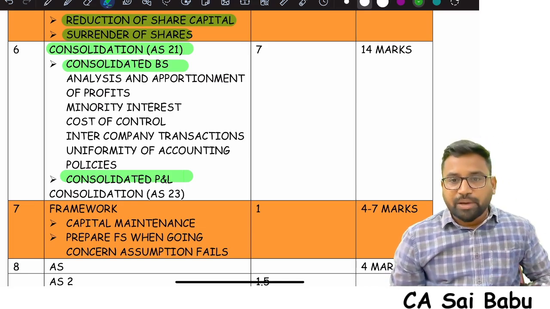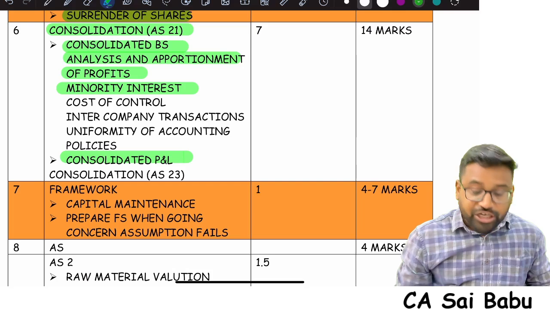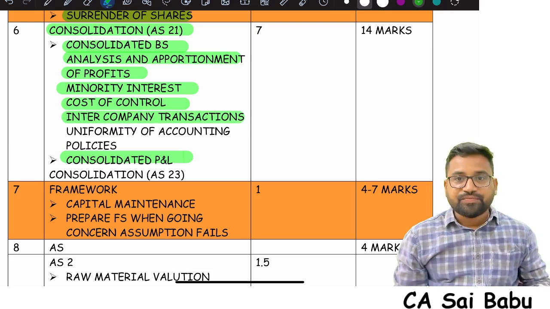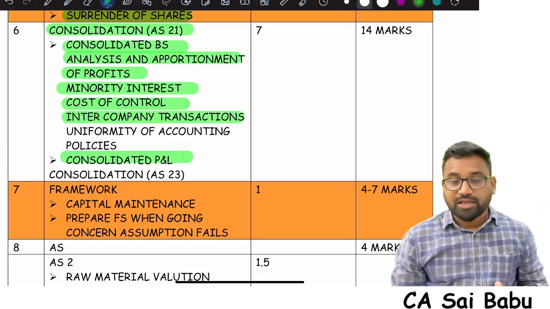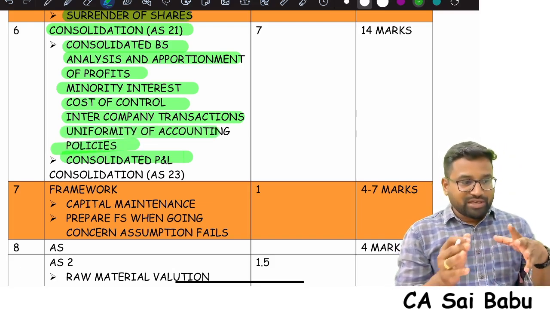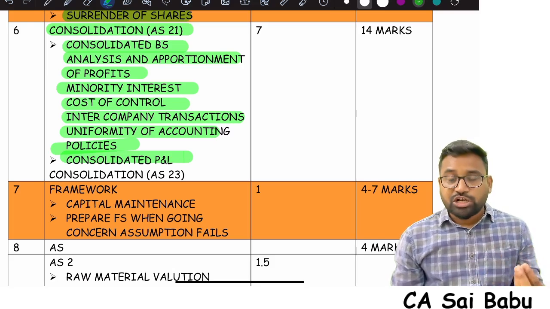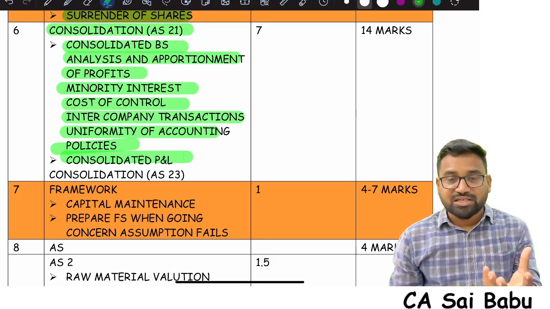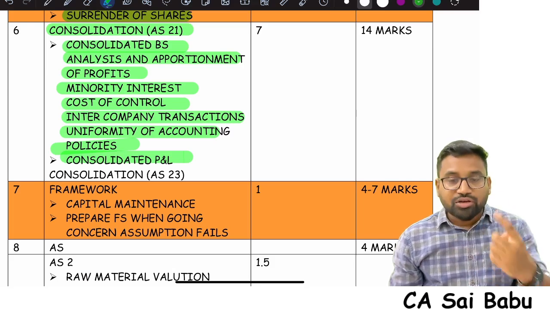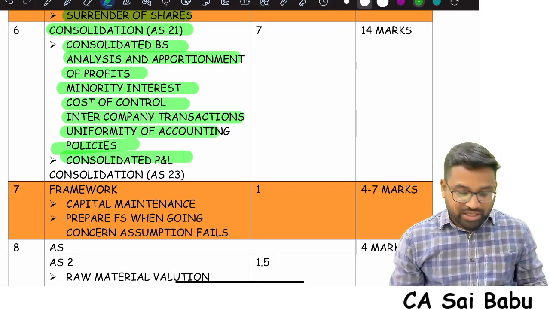So in the consolidated balance sheet, again, analysis and apportionment of subsidiary company profits, minority interest calculation, cost of control calculation, intercompany transactions, if there are any transactions between parent and subsidiary, upstream, downstream, and uniformity of accounting policies. There is one concept: when the subsidiary company follows accounting policies which are different from the parent company, before consolidation, the subsidiary company balance sheet has to be revised in accordance with the accounting policies of the parent company. In the study material relating to this, there is one question on uniformity of accounting policies. So that area is also a very important area.